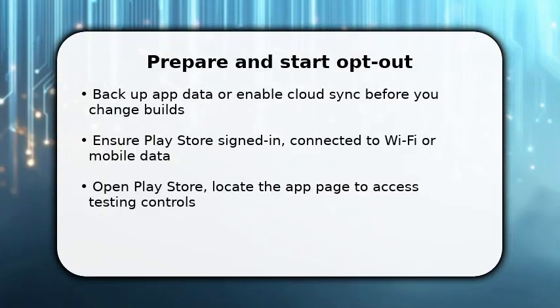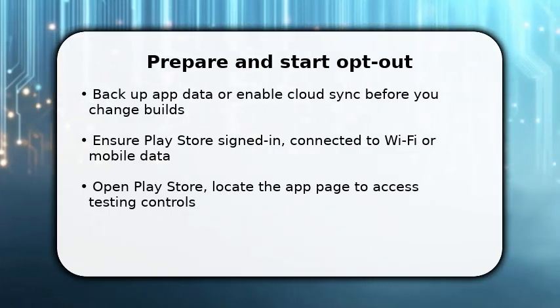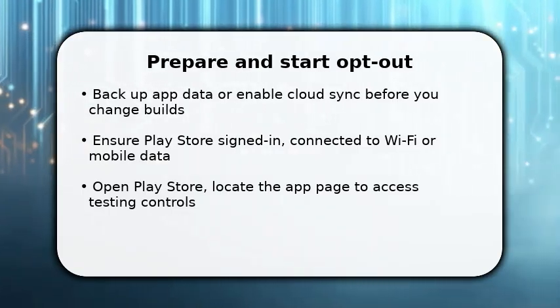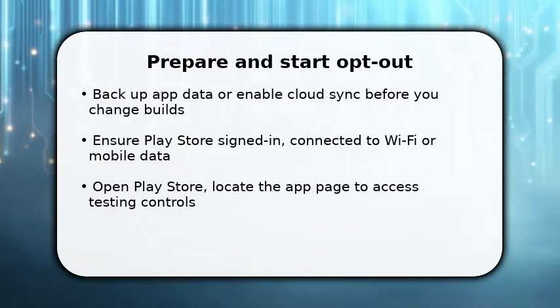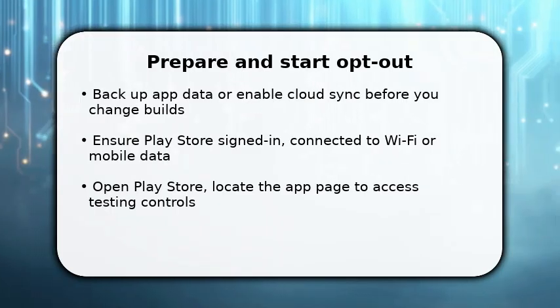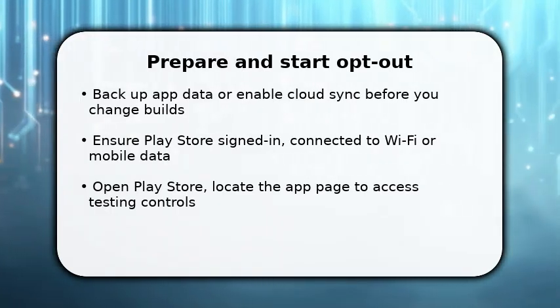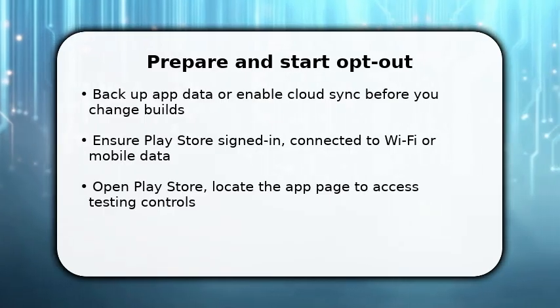You start by preserving your data and confirming the Play Store account you used for the beta. Once done, open the Play Store app and go directly to the apps page. You're looking for the testing section that says you're a beta tester. Tap that area now. Don't waste time on general settings.